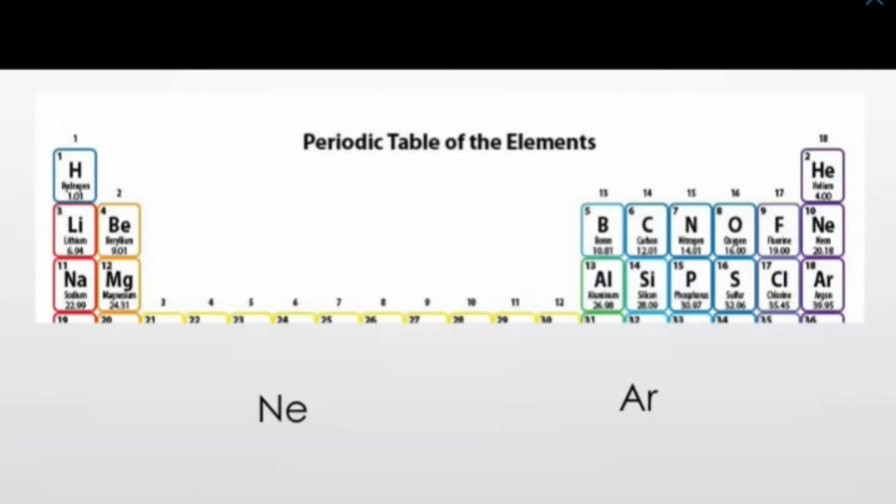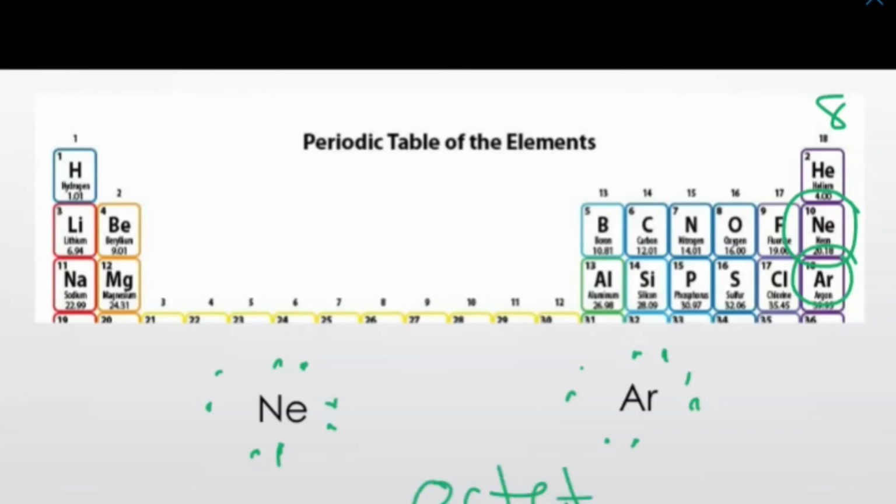But let's take a look at the 8th row. We have neon and we have argon. They're in the same row. They're in the same family. They're the noble gases. 1, 2, 3, 4, 5, 6, 7, 8. And I'm going to do the same thing with argon: 1, 2, 3, 4, 5, 6, 7, 8. Both of them have 8 electrons around them. That is the maximum. 8 is the maximum for the representative elements. This is called the octet.